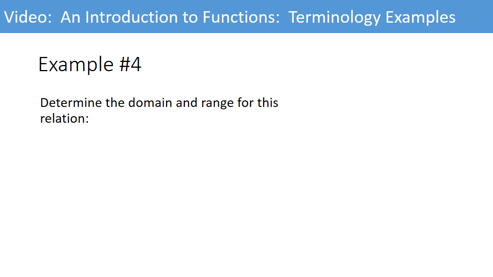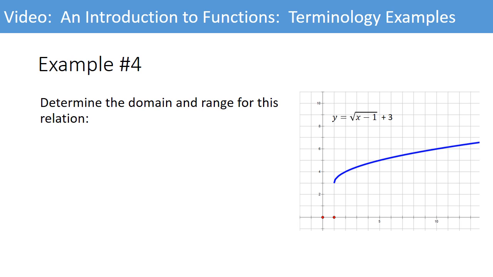Here is example number 4. Determine the domain and range for this relation. y equals the square root of (x minus 1) plus 3.